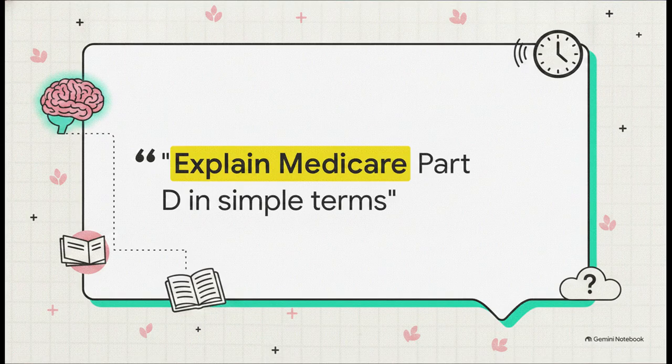Let's see how this translates into real value with an example prompt you could literally try today. Imagine you're trying to figure out health coverage, and you type this prompt: explain Medicare Part D in simple terms. Instead of forcing you to dig through hundreds of pages of dense, confusing government brochures, the AI will instantly write you a few short, highly readable paragraphs. It summarizes exactly what you need to know without any of the jargon. It can turn a frustrating afternoon of research into a painless 5-minute conversation. It is a real game changer.